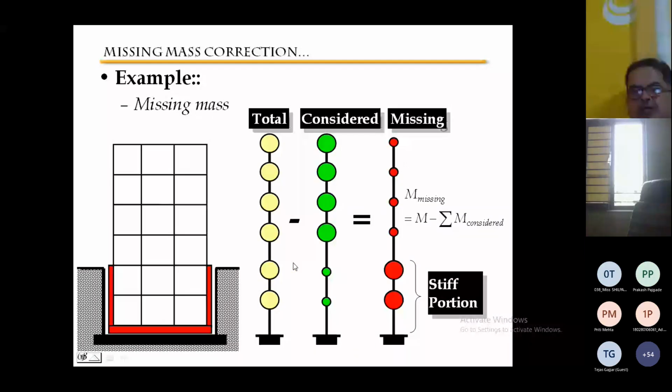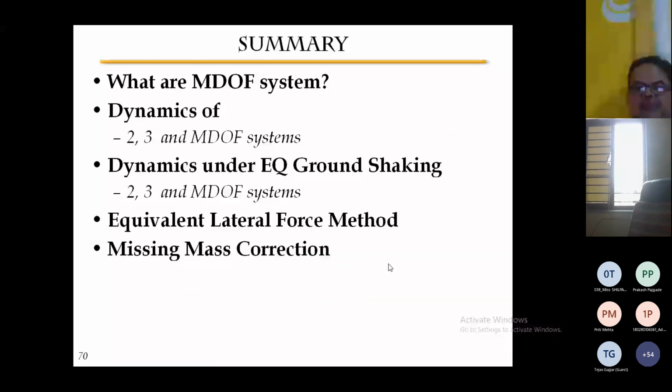So basically the top portion is considered, and when we analyze for the first time we consider only this much, and the lower mass is missing. So we take this missing mass under consideration, and then we apply the PGA and analyze. That is the missing mass correction. So that's all. This is what we have discussed.